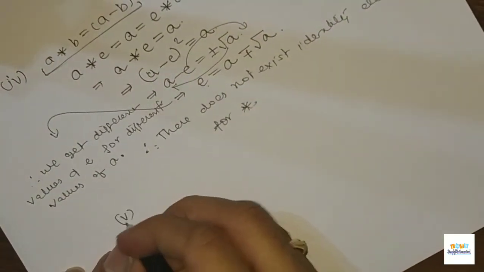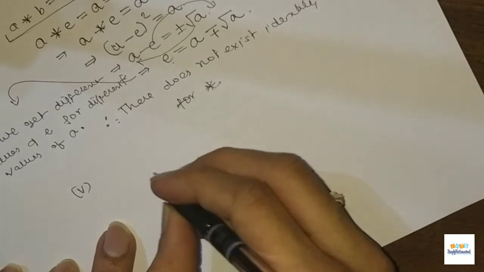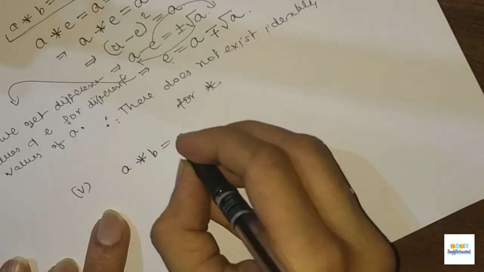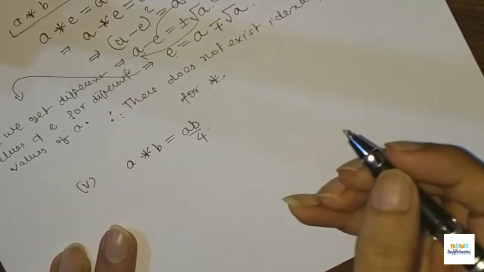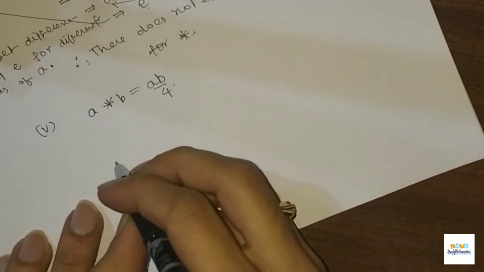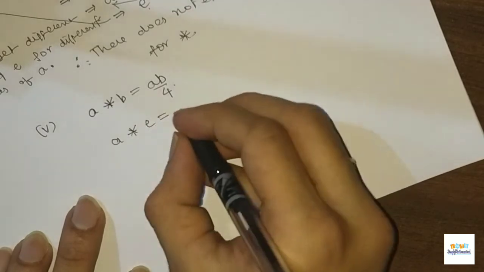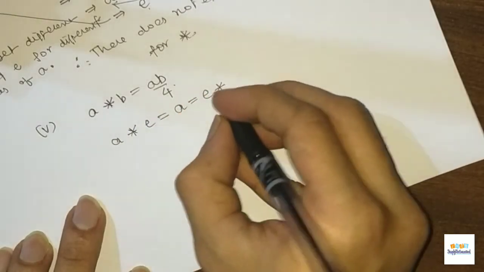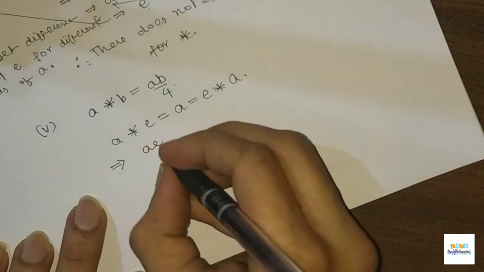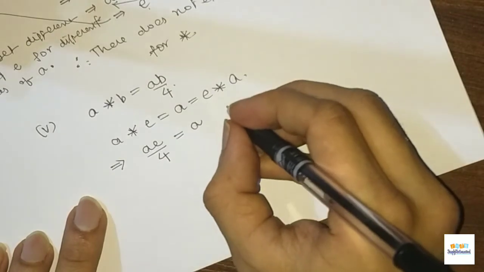Now let us look at the fifth one, right? Let us look at the fifth one. See, there is a problem here. I'll tell you. a star b is equal to ab divided by 4. Here there exists an identity element. Let us see why. So a star e should be equal to a, which is equal to e star a. Now what is a star e? It is equal to ae divided by 4, right, which is equal to a.